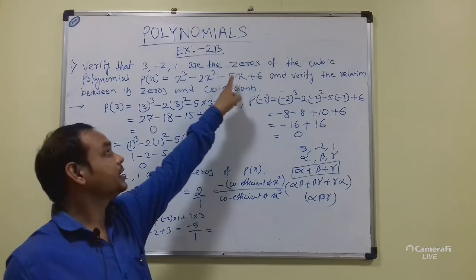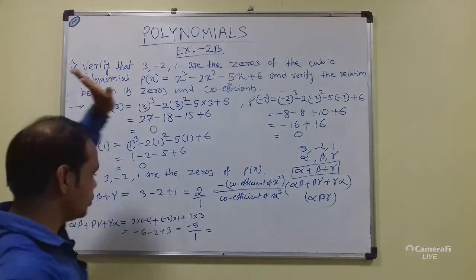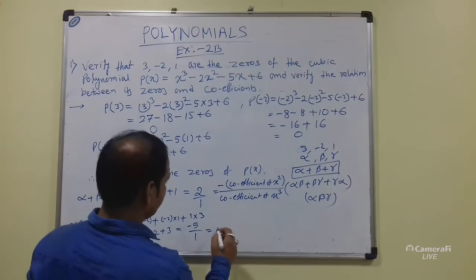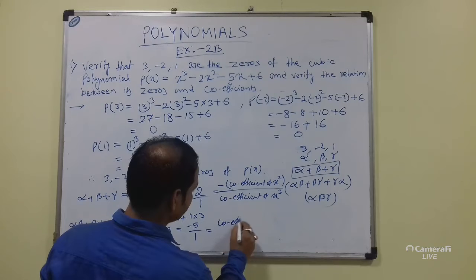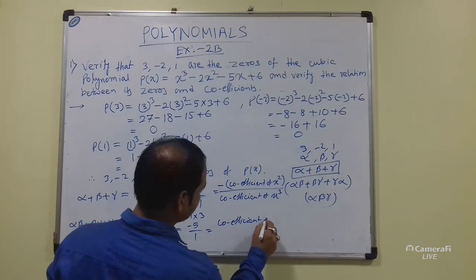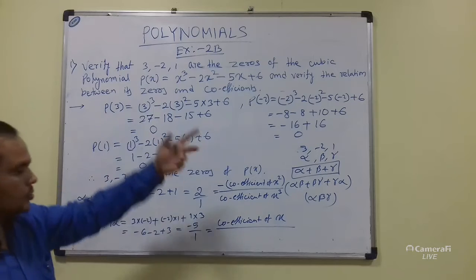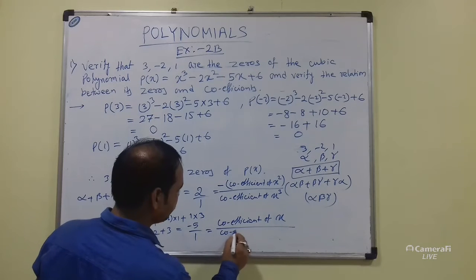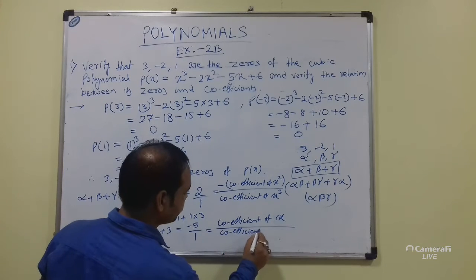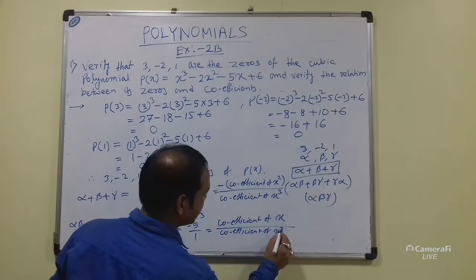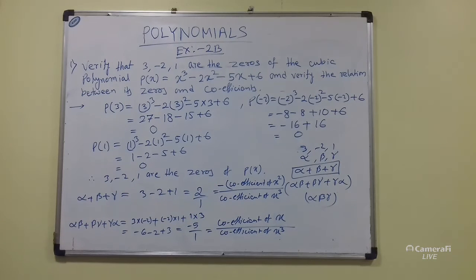Here you can see that minus 5 is the coefficient of x. So here we can write that coefficient of x by 1 is coefficient of x cube. So again we can write coefficient of x cube. Now last one is alpha beta gamma.